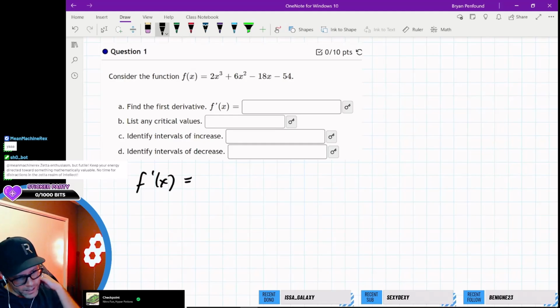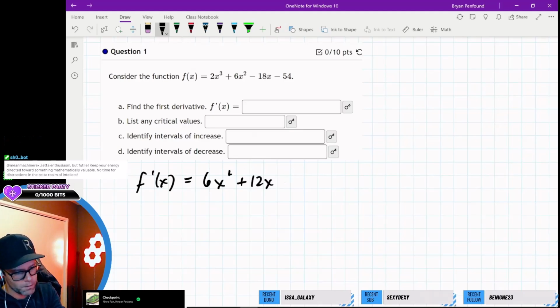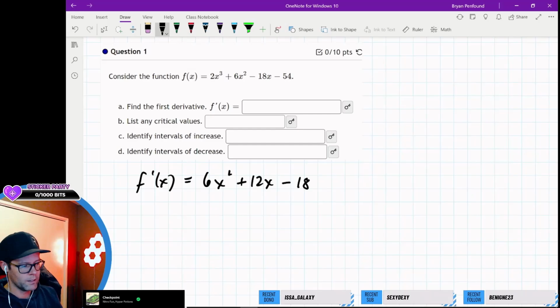Okay, let's find our derivative. Oh, you know how hard it is to bounce back and forth between derivatives and integrals? Yay, okay, so this is going to be 6x squared plus 12x minus 18. That's this one. Boom. List any critical values. So let's set this equal to 0. Let's divide everything by 6.